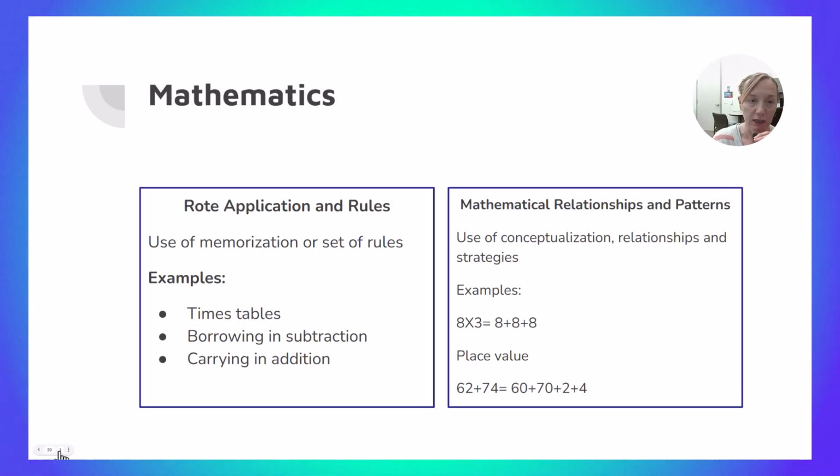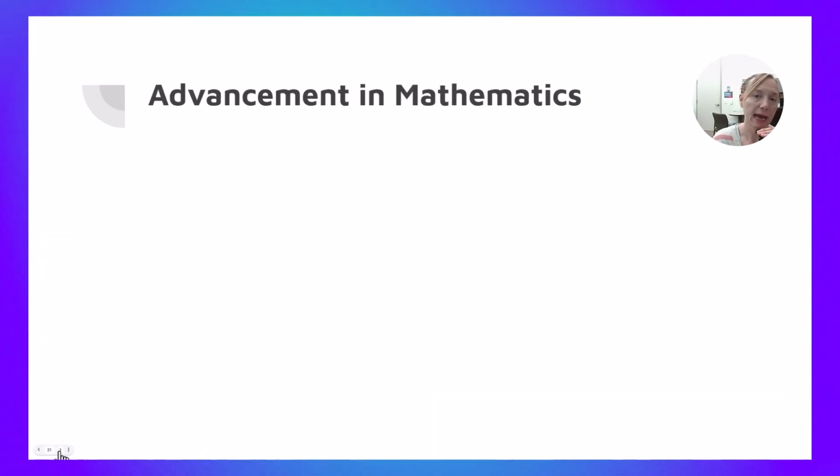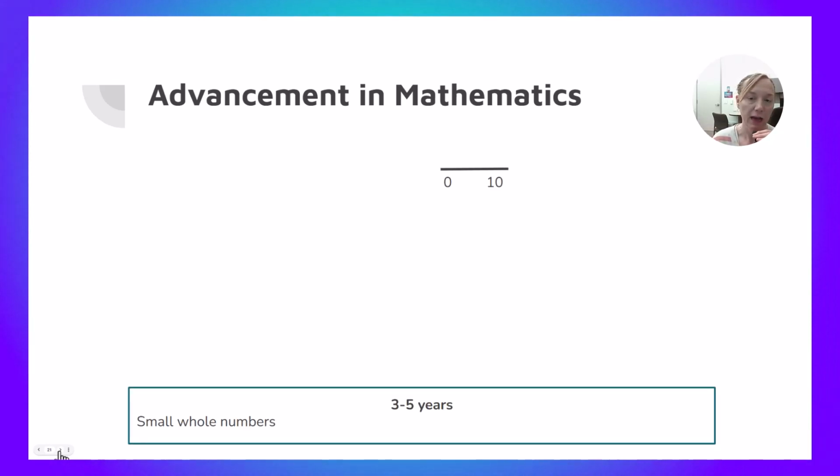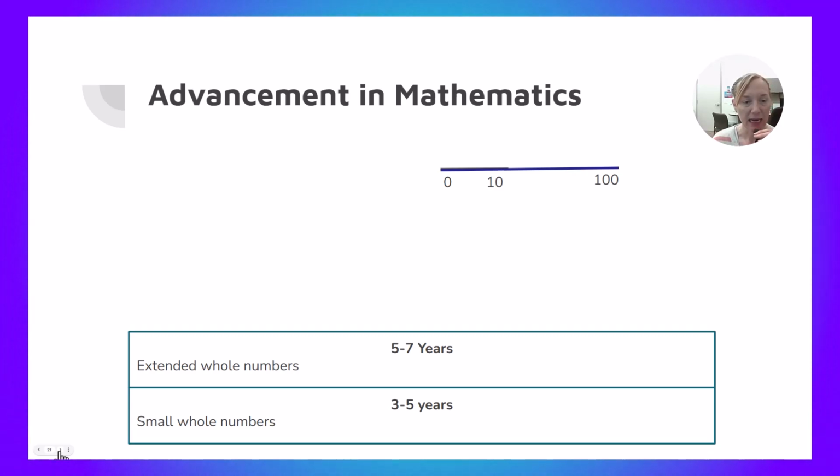All right, when we look at how we advance through math as we develop, we begin at 3 to 5 with understanding whole numbers 0 to 10. From there, we're going to expand that and we're going to have more whole numbers, probably up to 100 in this range from 5 to 7. And we're able to kind of manipulate those numbers as well, right? We're able to add and subtract within those numbers.